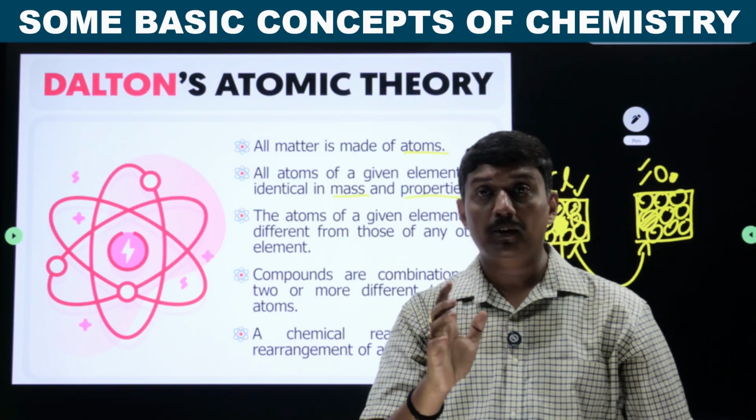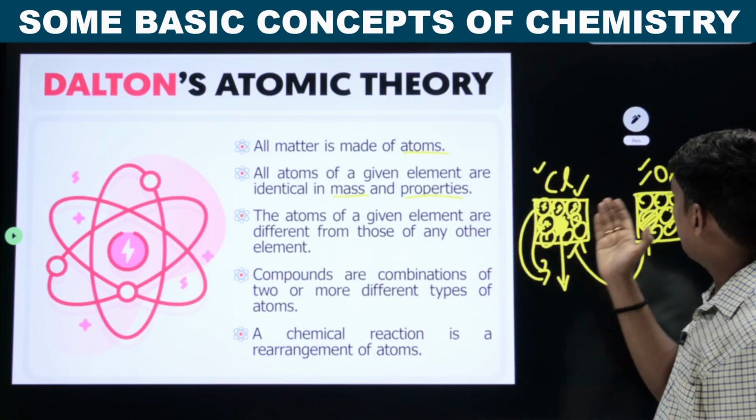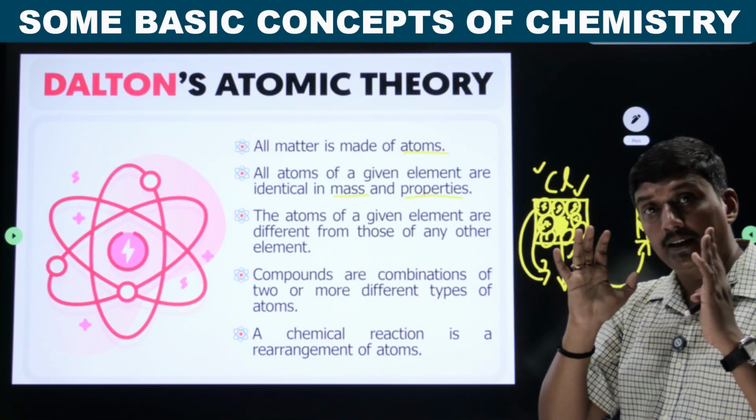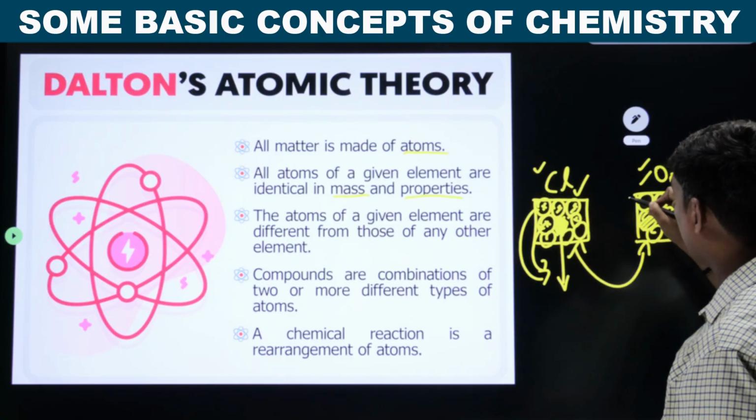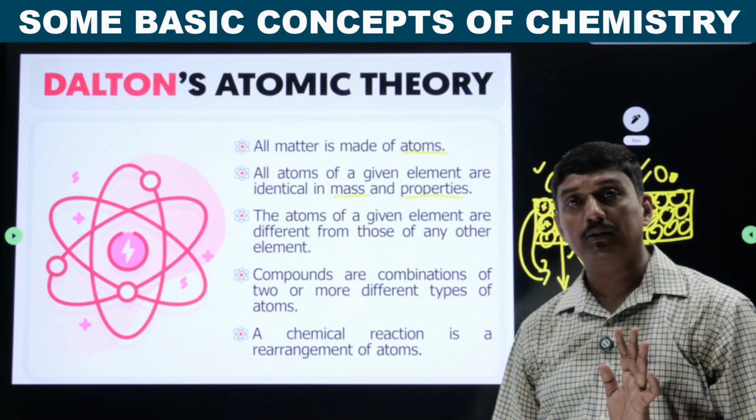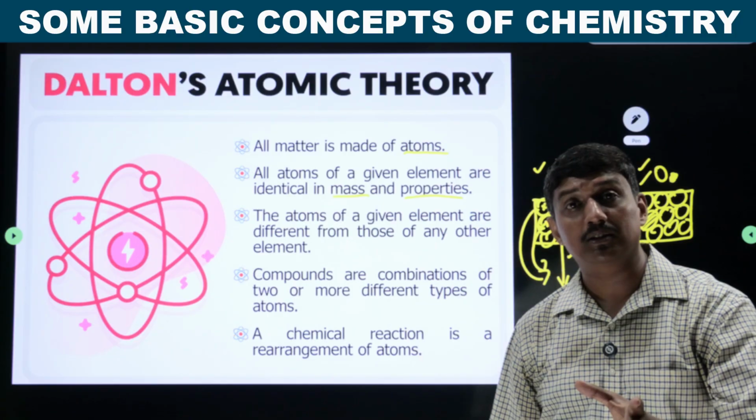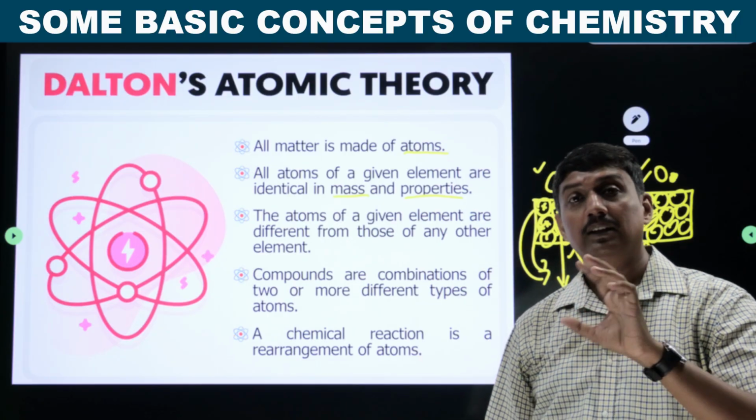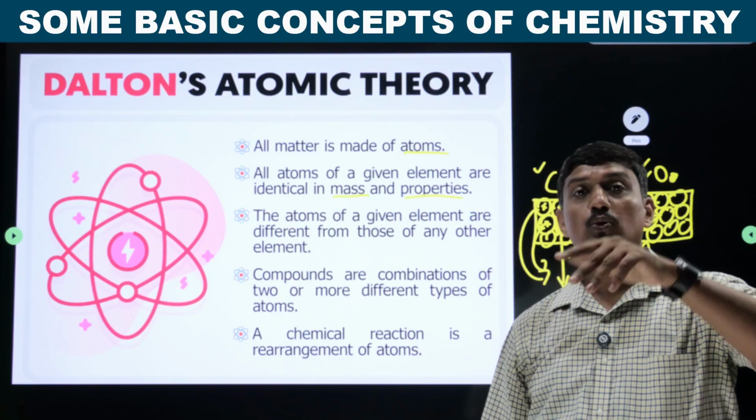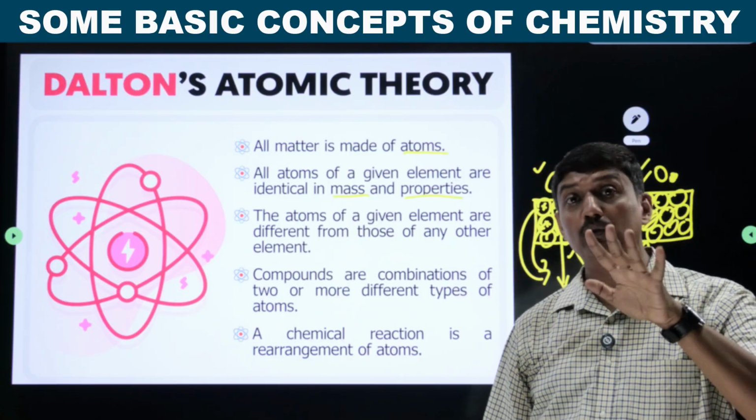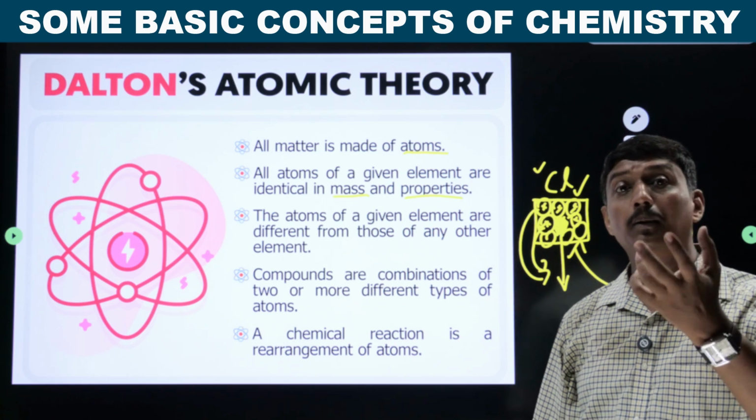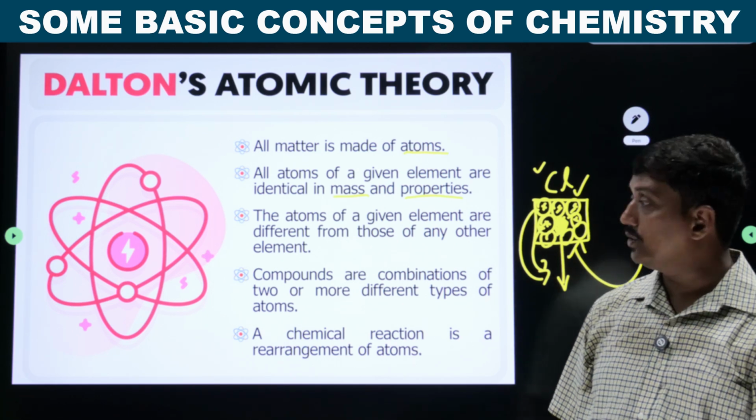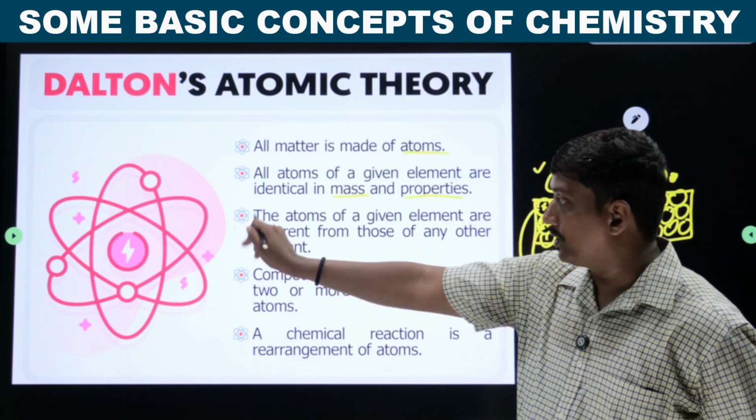In the same way, chlorine element, oxygen element may contain atoms. The atom of chlorine is not the same as the atom of oxygen. It differs due to difference in the structure. It shows different properties. This is very much required. This is only one sentence, but it has a great meaning and significance. We should learn that. Look into the third point.